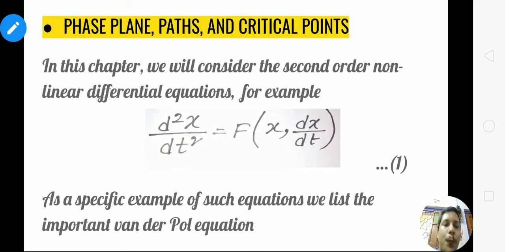Phase plane, paths and critical points. In this chapter, we will consider the second order non-linear differential equation. For example, what is the example of second order non-linear differential equation? d2x by dt2 is equal to f of x, dx by dt, indicated by 1. As a specific example of such equations, we list the important Van der Pol equation.